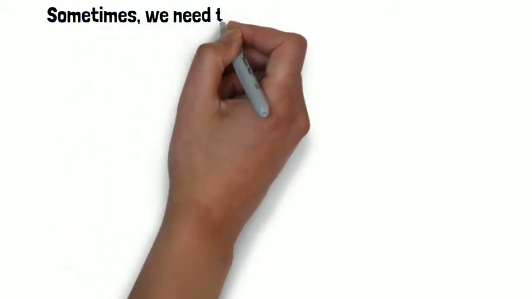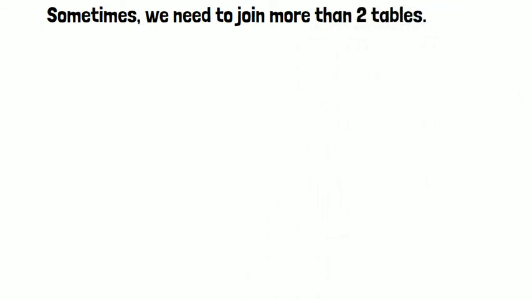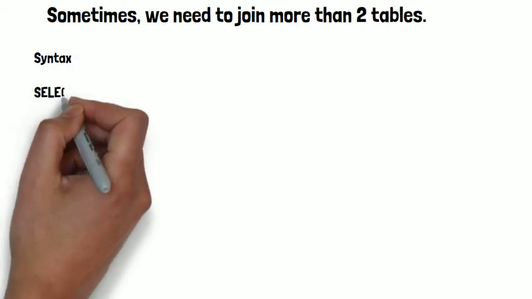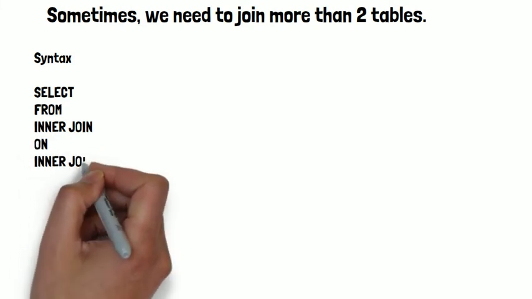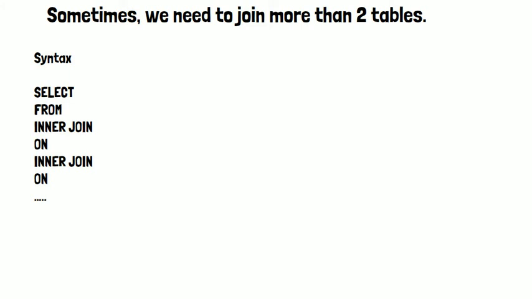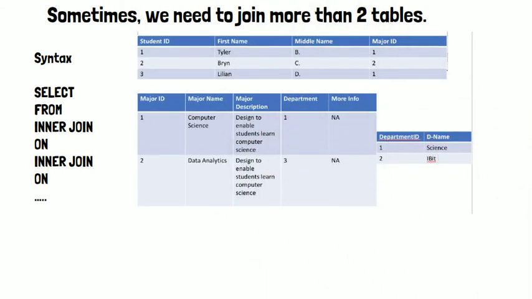Sometimes we do need to join more than 2 tables, when we can't find enough information from just 2 tables. The syntax is: select the fields from table 1, inner join table 2 on the first linking field, inner join table 3 on the second linking field. So here's an example. We have a student table, a major table, and a department table. By just looking at it, major ID is going to be the linking field for the first 2 tables, and department ID is going to be the second linking field for the major table and the department table.